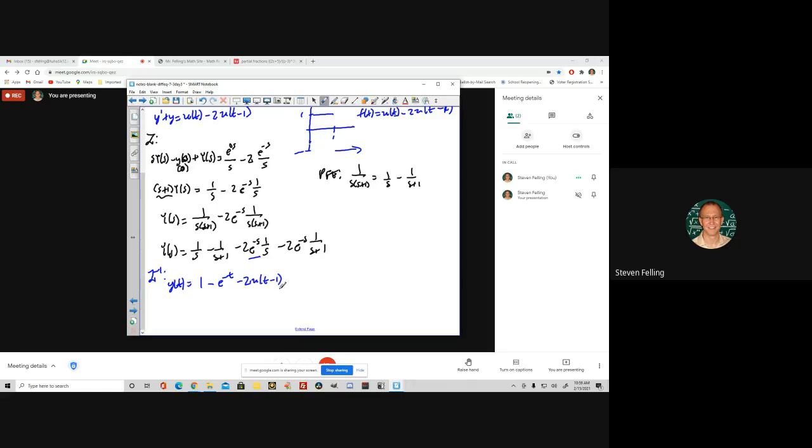And then this one is a shifted version of 1 over (s plus 1). The inverse Laplace of this is going to be e to the negative t, except shifted in time by 1. So we've got minus 2 times e to the negative (t minus 1), shifted in time, and also times the unit step function. So this right here is the result of that.